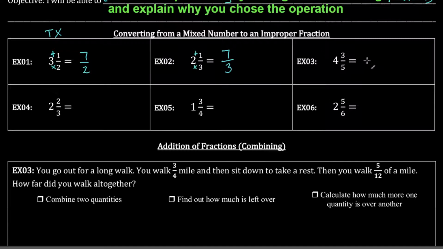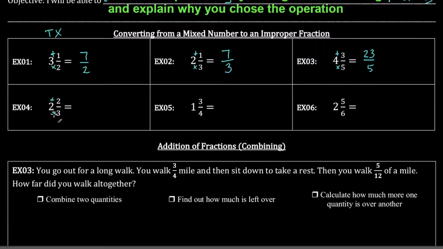4 3/5 is how many fifths? Well, 4 wholes. 4 times 5 is 20. So 4 wholes is 20 fifths. 20 plus 3 is 23. So 4 times 5 is 20. 20 plus 3 is 23.